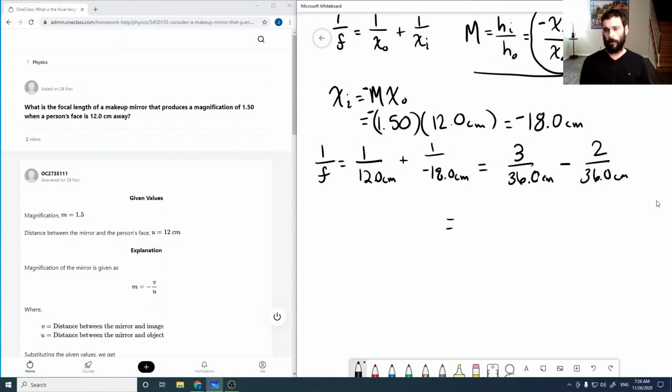And so that's equal to 1 over 36 centimeters, or as that's 1 over f, our focal length is 36.0 centimeters. And that also validated our assumption that the object was in front of the focal length. And so that's just our focal length.